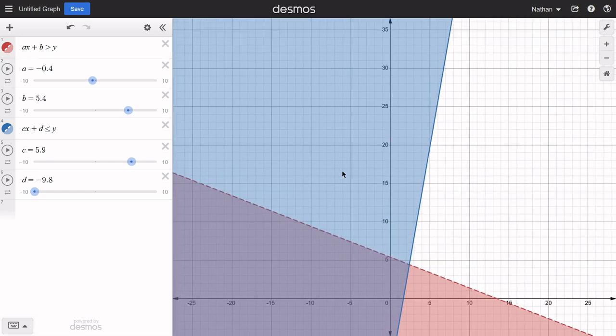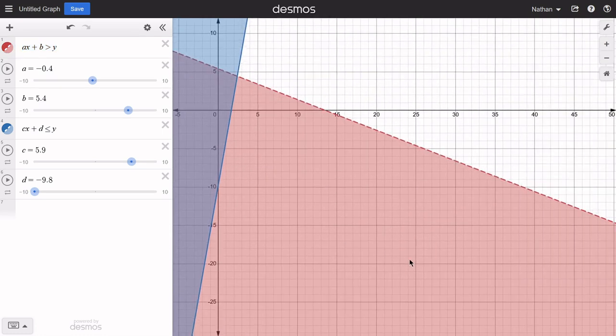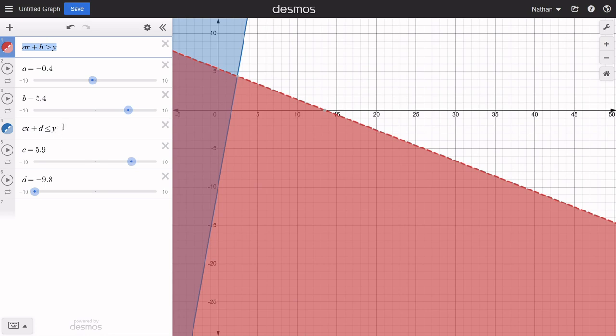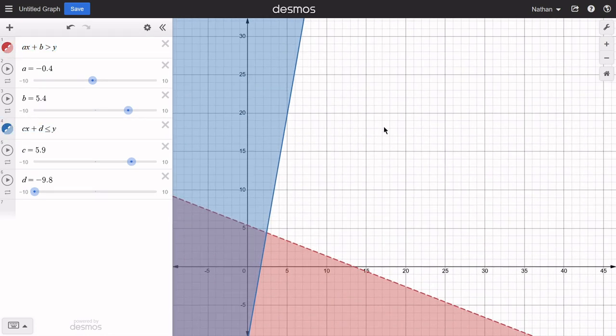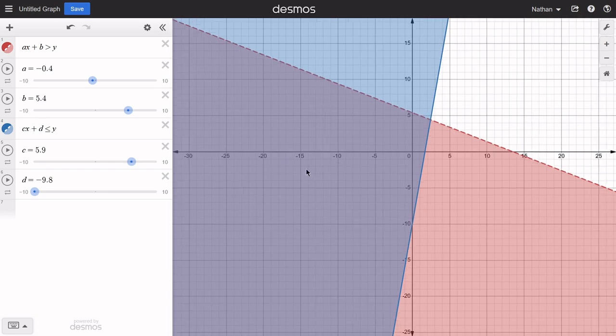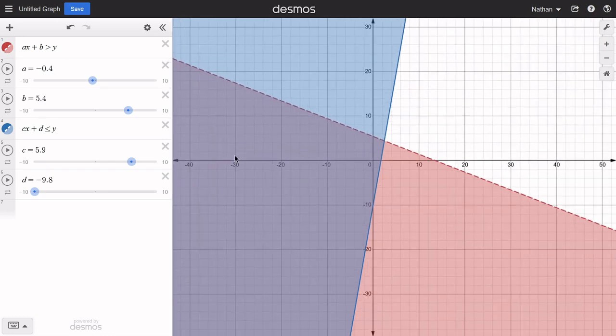It's not going to be just this region, right? The points in this region are going to satisfy this equation, but not this one, since none of these points are shaded in the red. And vice versa, the points in this region are going to satisfy this equation, but not this one. And of course, all of these points satisfy neither. So this is the only space here that we are concerned with. This is actually called the feasible region. All the feasible solutions are in this region here.